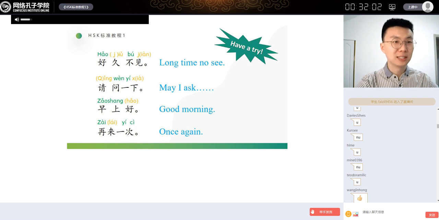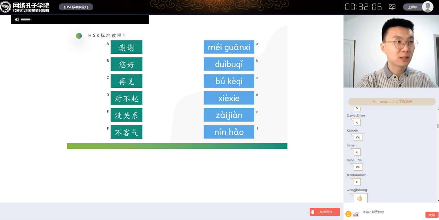The new words. Okay, please find the correct pinyin. For example, the A. You can type the letters. The first one should be 谢谢, right? You can type it like this. 谢谢. Okay. Next one.